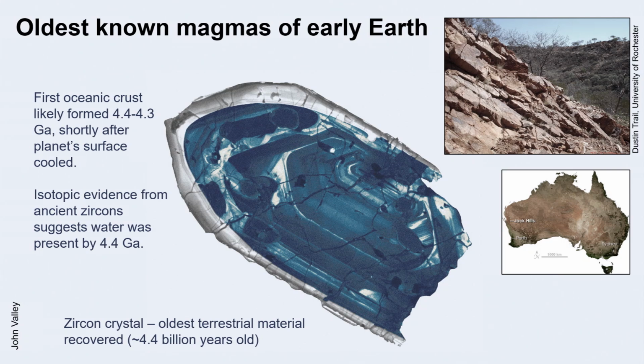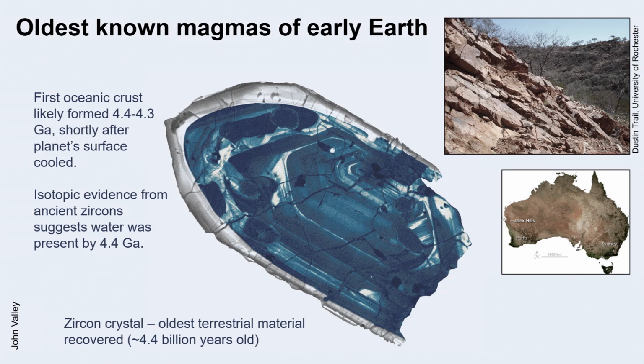And so the isotopic evidence, the chemical evidence from these zircons tells us that water was actually present in the melting source as early as 4.4 billion years ago. So that was when some of these first zircons formed, some of the oldest material on Earth that isn't meteorite, from this Jack Hills locality in Australia.